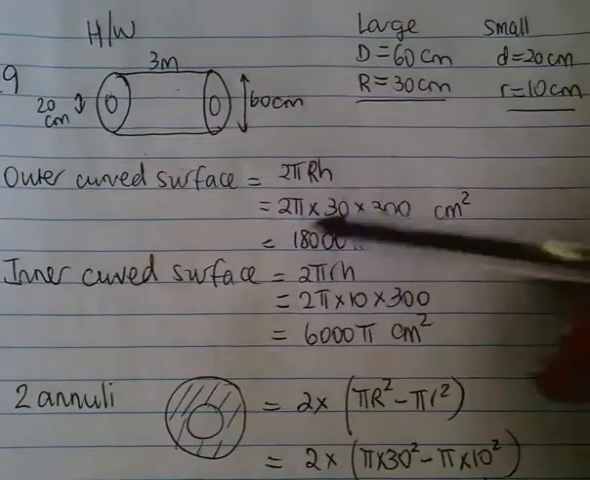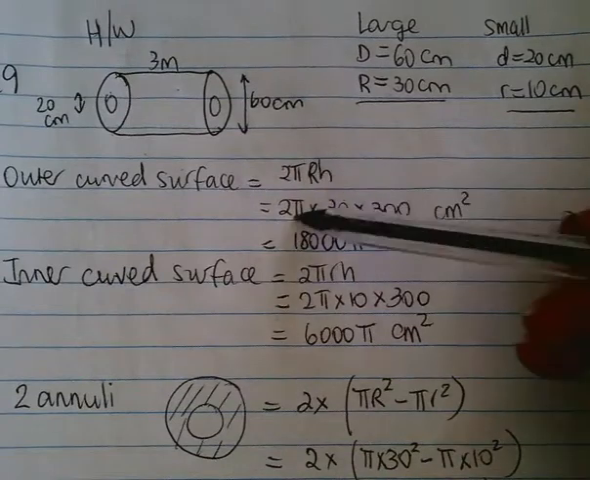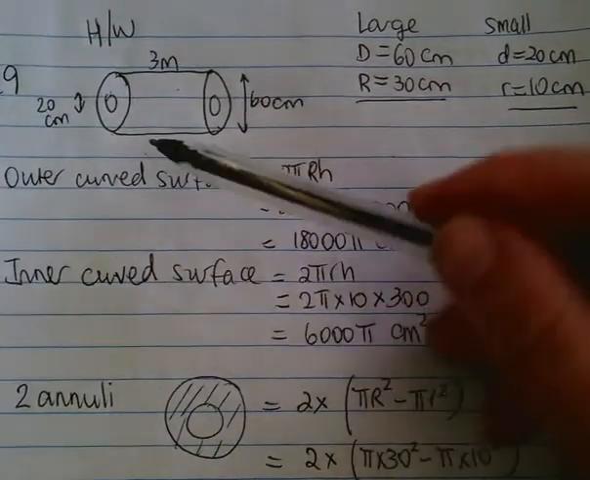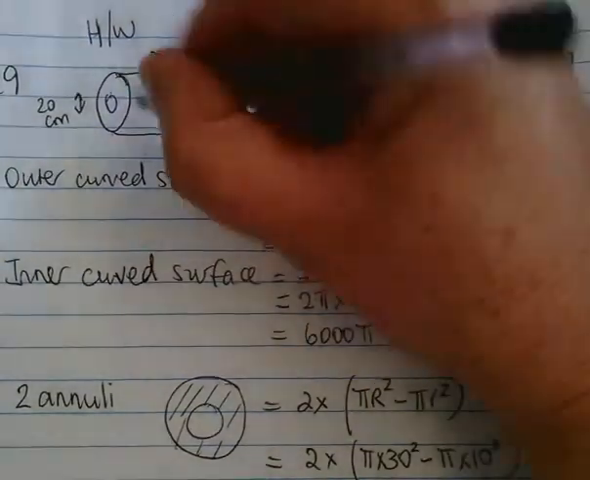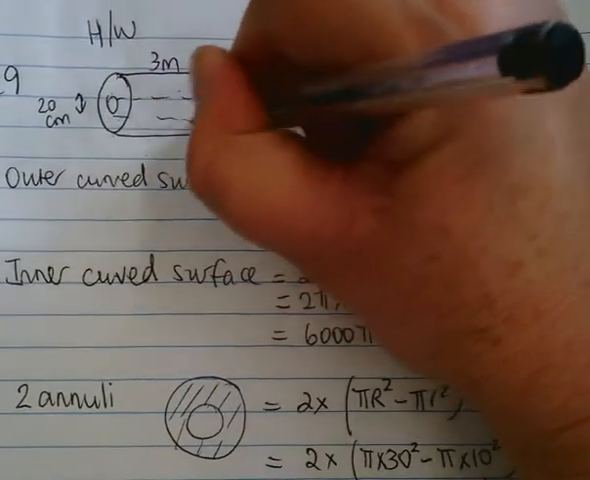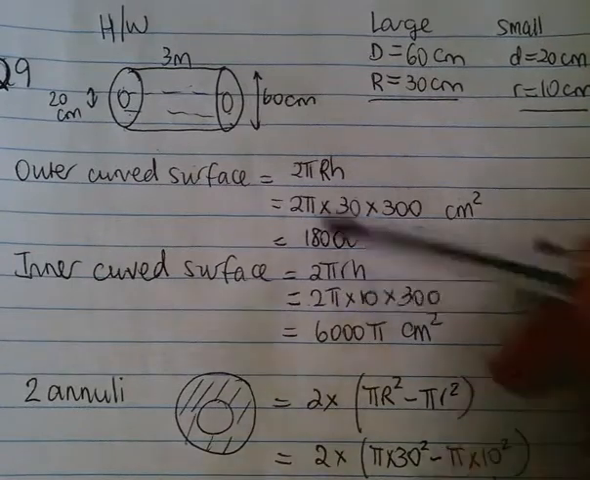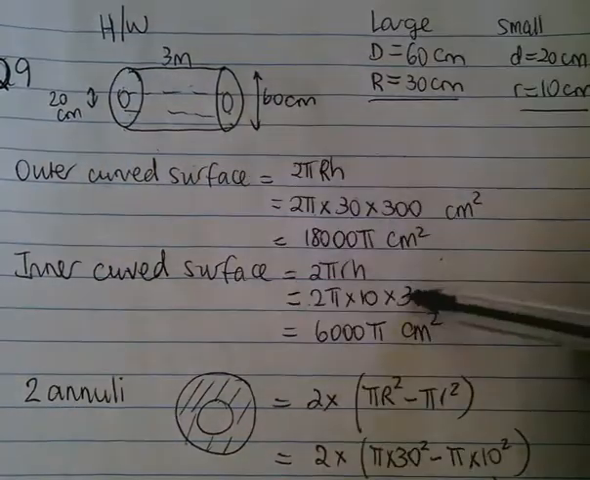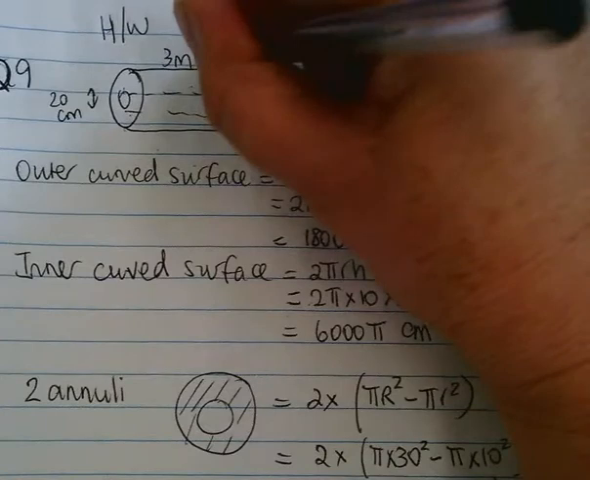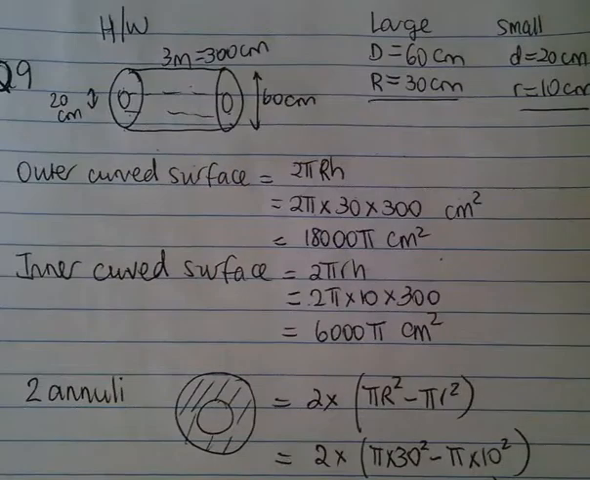You've got the outer curved surface, 2 pi rh, substituting, we get that. The inner curved surface through there, I can do a dotted line to show it. Again, you've got 2 pi rh, 2 pi times 10, the radius of this little inner, times 300. Making sure you change your meters to centimeters there.